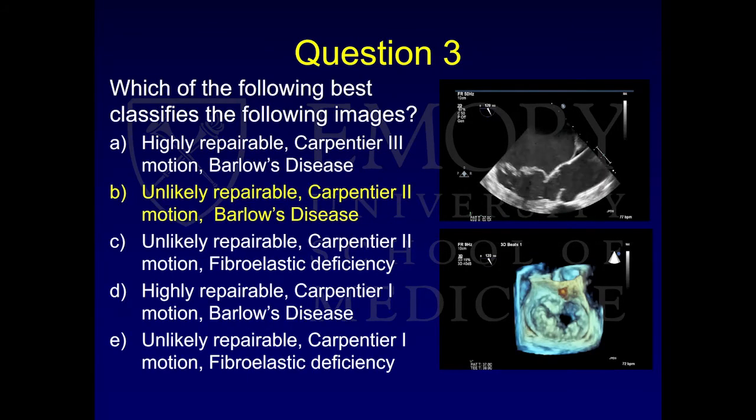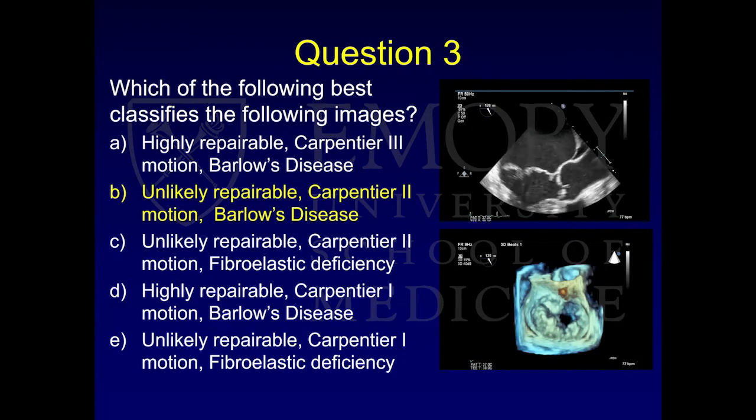It's unlikely repairable. It's a Carpentier motion. It's Barlow's disease. Who said that? I should have disqualified him because I did go over that with him earlier in the month. But I like Omer. There you go. Oh, sorry. All right. So I should have disqualified Kieran and Omer.